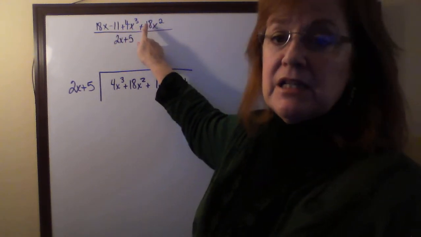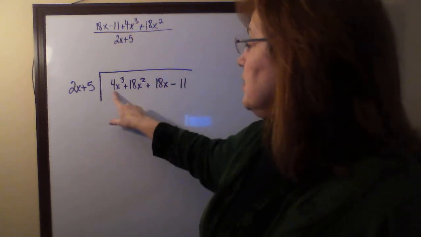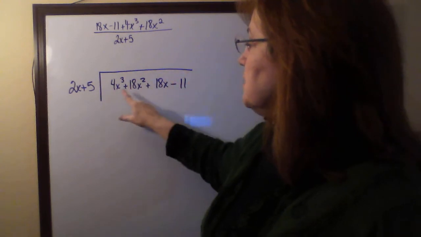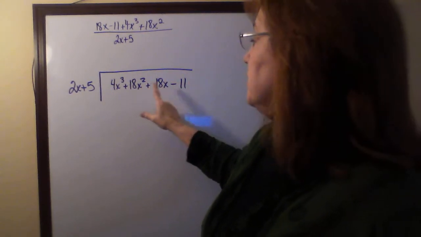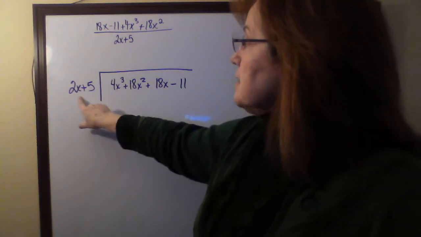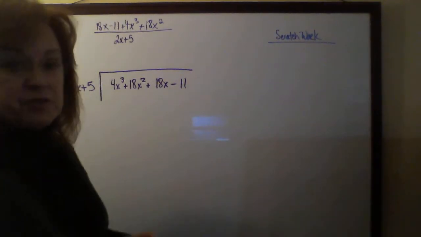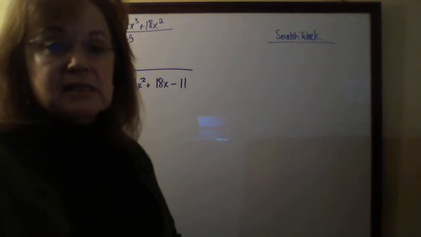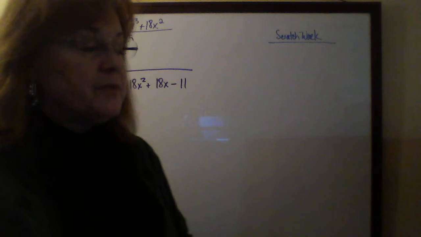But to be in descending order according to the power of the exponent or the degree, you need to have under the division symbol 4x to the third, then 18x squared, and positive 18x minus 11. On the outside is 2x plus 5 in descending order. Okay? Over here on the other side of the board, I have the scratch work symbol. And like I said, this is stuff that you might do mentally, but I want to make sure you have it in your notes. All right?